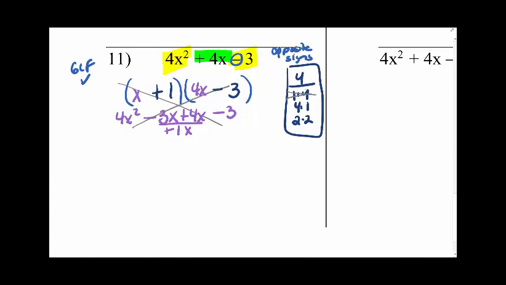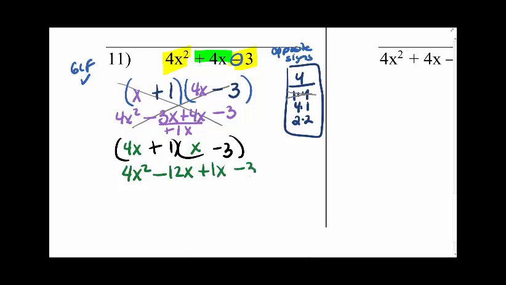This one doesn't work. So I'm going to start over with my parentheses. Put my plus 1 and my minus 3 there. I'm going to now go to the 4x and the x, which is my second trial in my list. It's going to give me 4x squared minus 12x plus 1x minus 3. In this case, this gives me a negative 11x. That again does not work because I needed a 4x. So I'm going to cross that one out. So I have one more trial to make.